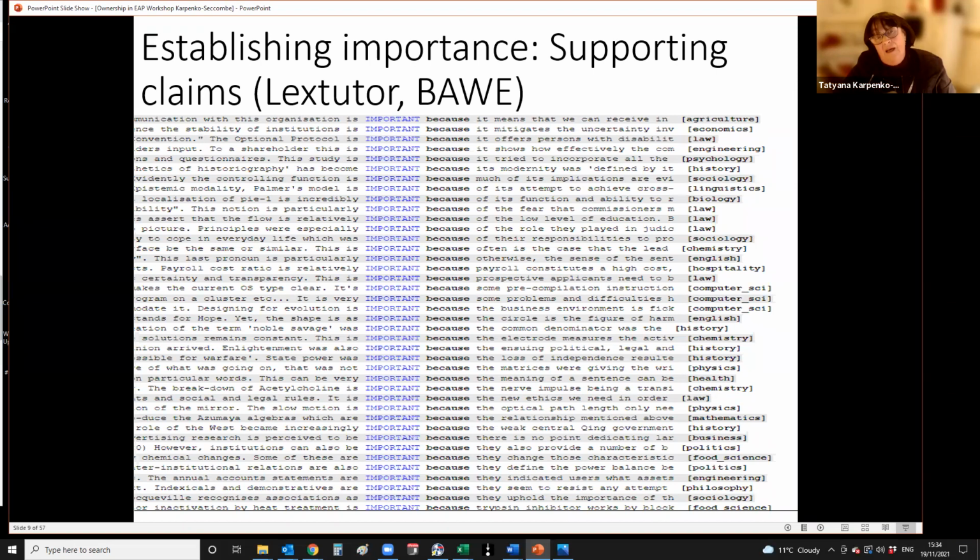And I ask sometimes students to run this search, or I demonstrate this search to them, to show how academics, and proficient writers, prefer to support their claims of importance. And this goes actually across different subject areas, and this helps students to understand the value that academics place on supporting their claims of importance.